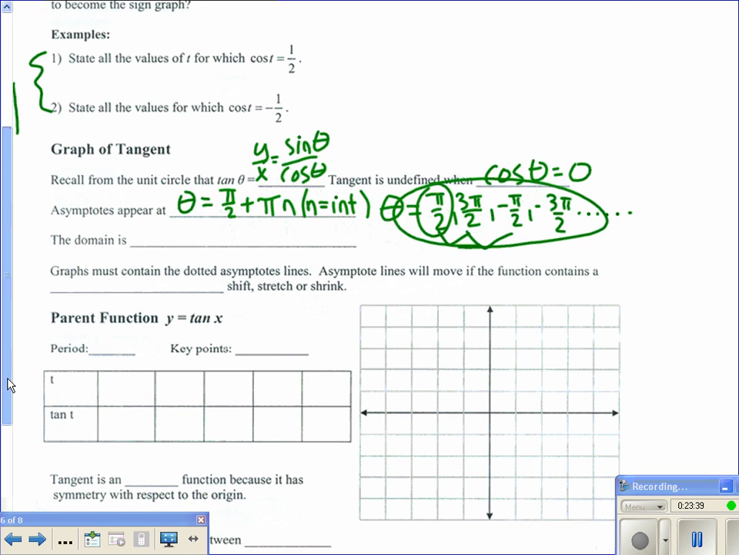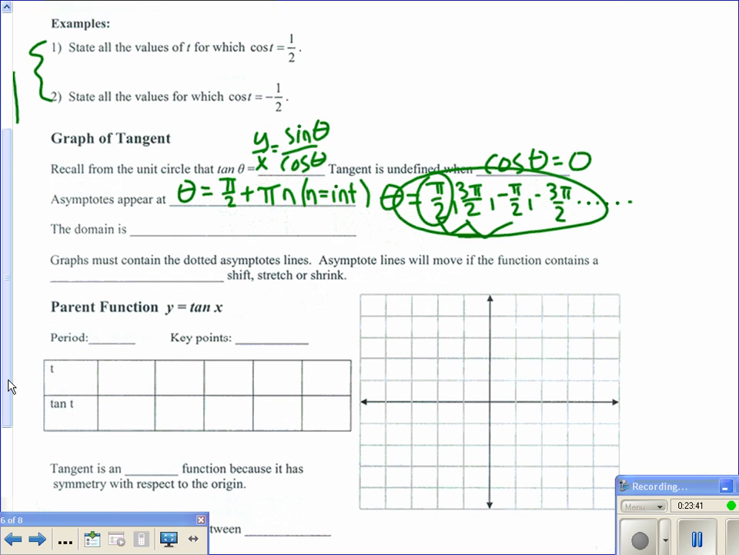For this, the graphs must contain the dotted asymptote lines, and the asymptote lines will move if the function contains a horizontal shift, stretch, or shrink. And for this, let's go ahead and plot these on our graph.